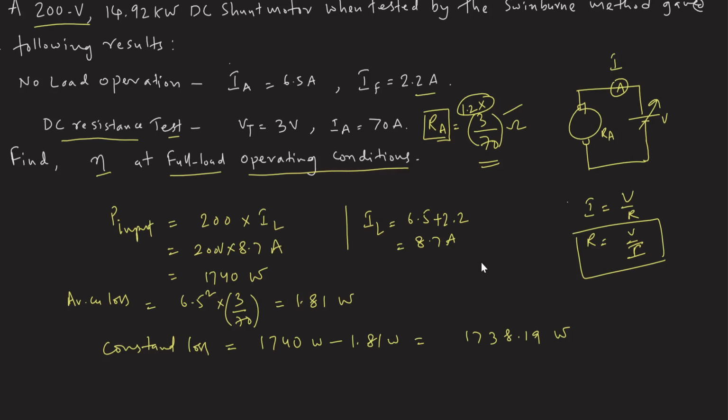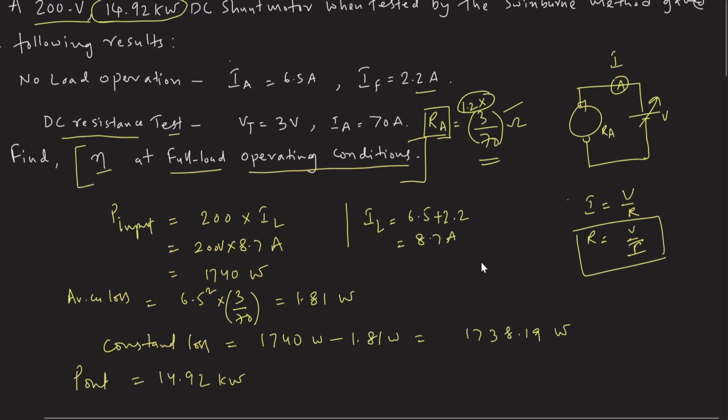Now coming to the condition which we want to find out, that is efficiency at full load operating condition. So full load operating condition means this much output power it is delivering, 14.92. So P out we know, that is 14.92 kilowatts it is delivering, right? I don't know the input power, I don't know the input line current, and I don't know the armature current.